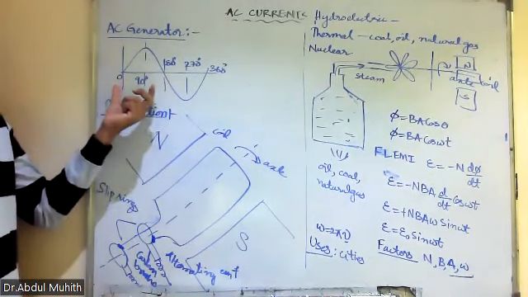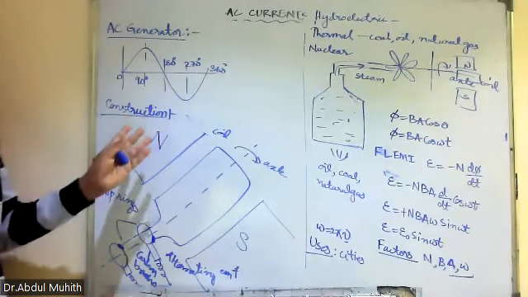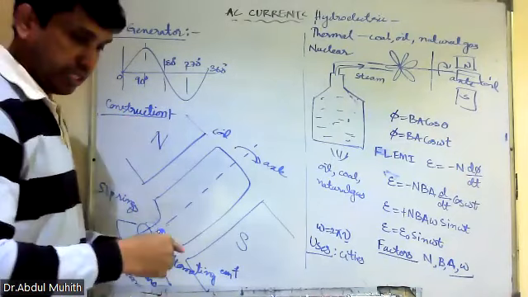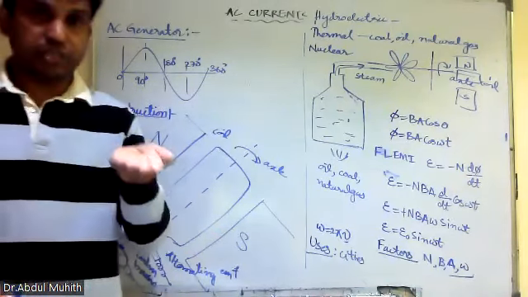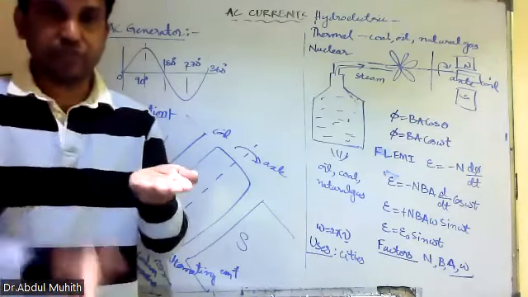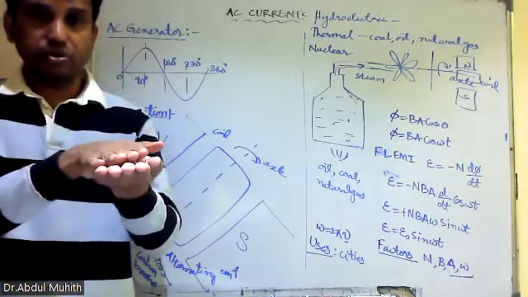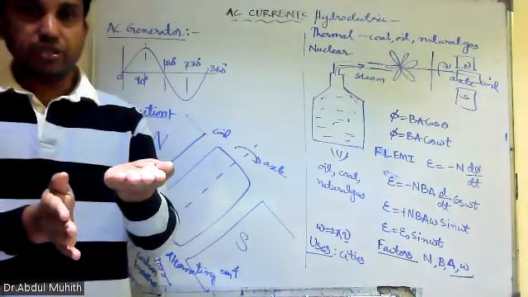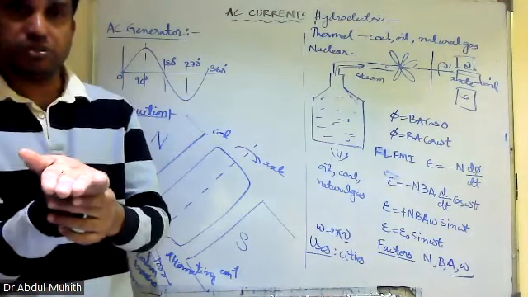In this case, 0 to 90, what is happening? The coil is turning from C. It was like this before, in the presence of a magnetic field. These are the 2 magnets, and the coil is like this. Now what happens? The coil is rotating like this.